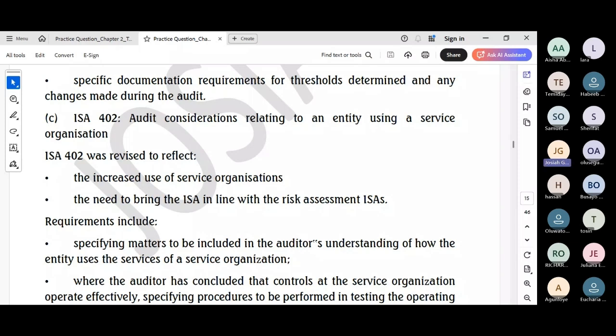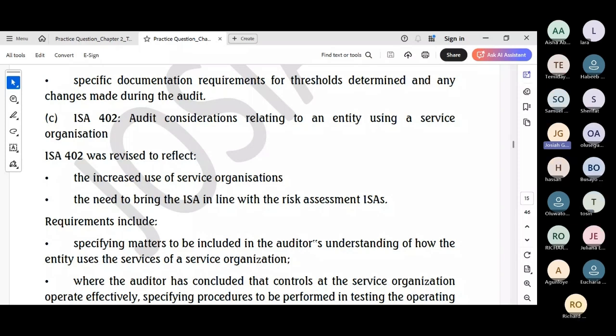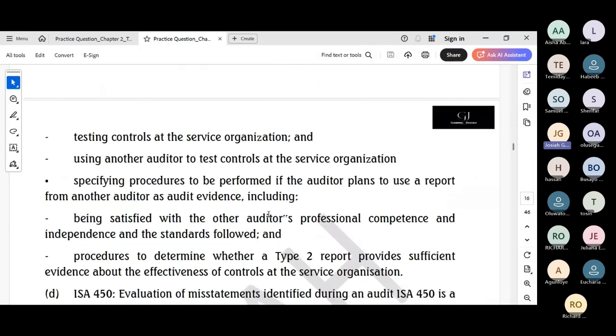So there are explicit requirements if the auditor or the user plans to test controls at the service organization or use another auditor for this; these were clarified. So we need to focus on the enhanced understanding required and the specific reliance on Type 1, Type 2 reports. Type 1 reports are reports issued by the service organization, then Type 2, the service organization auditor's report. Okay, then ISA 450.